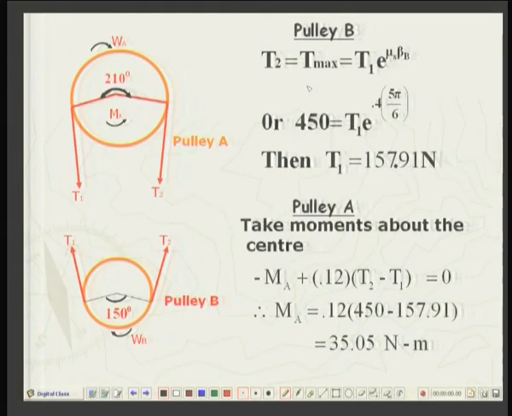Let's examine pulley B. The angle is 210 degrees. So you have T2, which is the T max in this case, is equal to T1 e to the power mu s beta B, and this we have already found is 157.91 newtons. And then we look at pulley A. The torque transmitted clockwise is 100, how much was it given? Let us see.